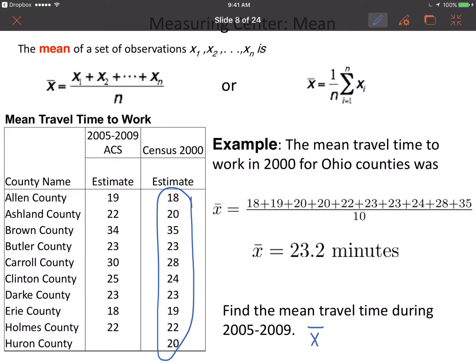All right, so what you should have gotten is X equals 24 minutes.